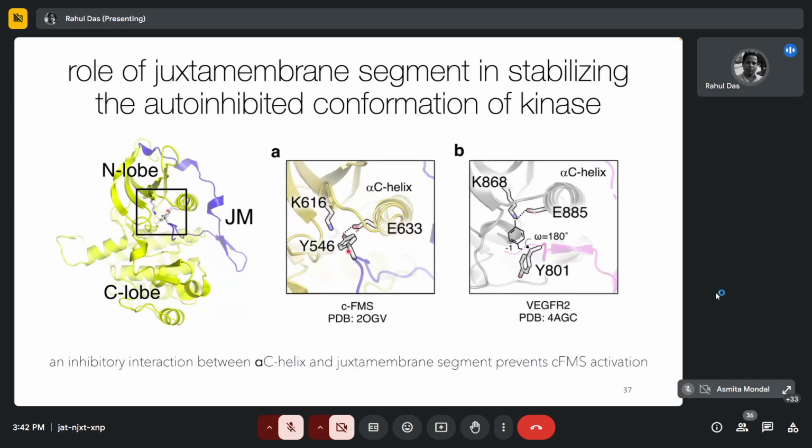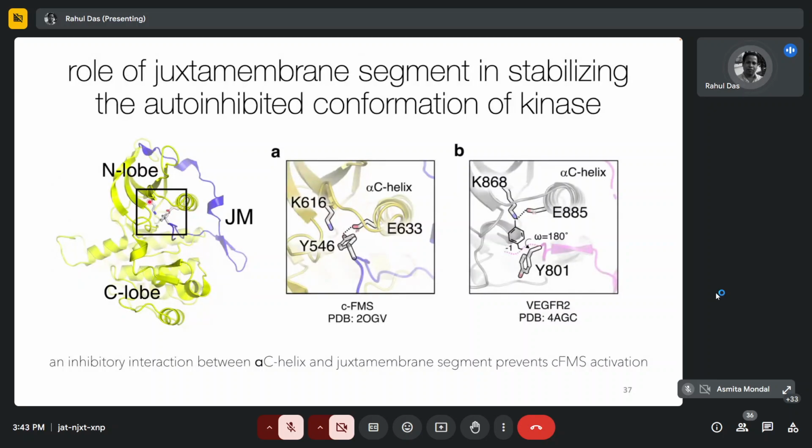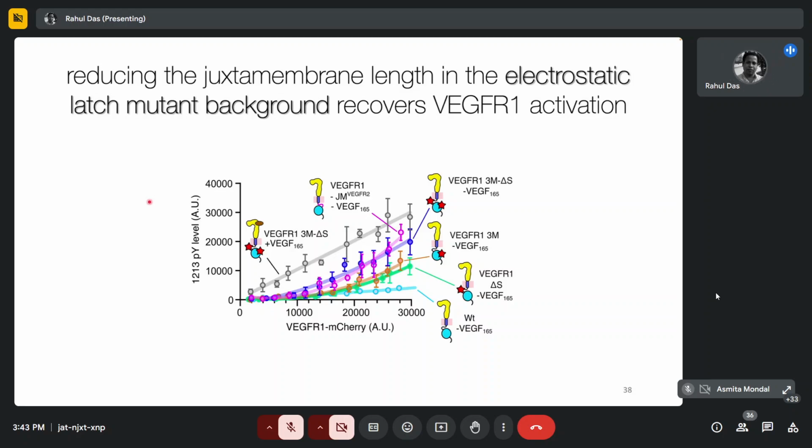If this is true, then this construct, along with the mutation that we made, should activate VEGFR1 as VEGFR2. So this is what we did. We made a double mutation. We deleted some part of the juxtamembrane segment, and we also mutated the electropositive, that is the positive charge amino acid, into a neutral one. And now you can see that in absence of ligand, this can be activated. And this is the same as the VEGFR2, right? Or the juxtamembrane construct.